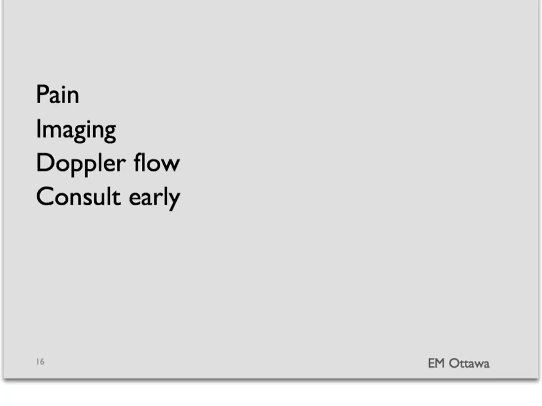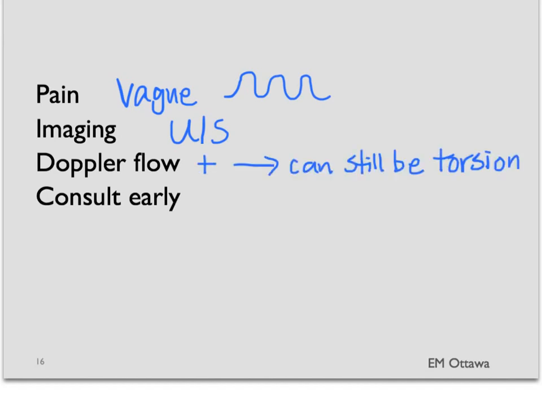In summary, in this segment, we discuss ovarian torsion. The main points are pain can be vague and intermittent. Ultrasound with Doppler flow is the diagnosis of choice. The presence of Doppler flow can still be an ovarian torsion. If we have a high clinical suspicion, consult the gynecologist early.